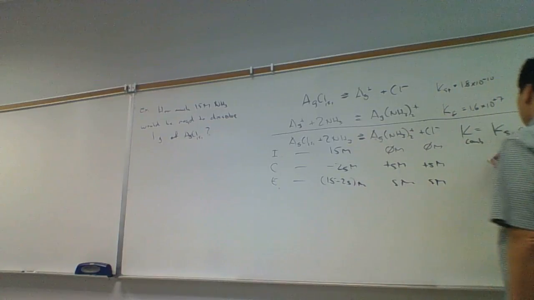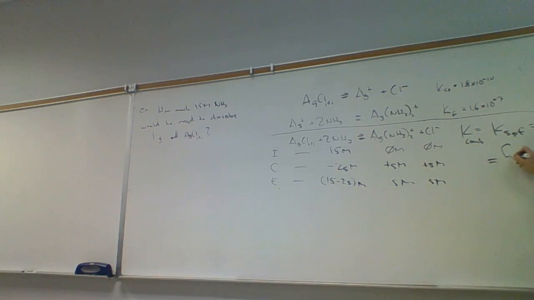And so let's take a look at the KSPF expression. That's going to be the complex concentration times the chloride concentration divided by the ammonia concentration squared. And so the complex is s, the chloride is s, and the ammonia is 15 minus 2s squared.